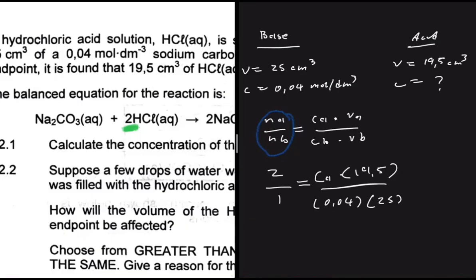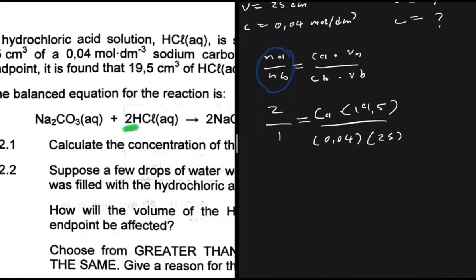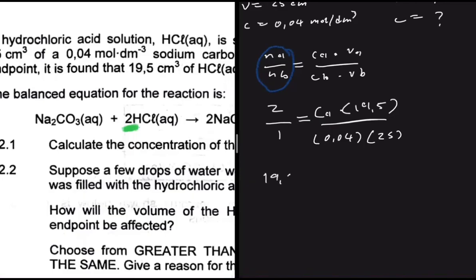Because we are taking a ratio of the volumes, we can actually leave it like that. We don't have to convert it to decimeter cube, right? Only if we're using the ratio of the volumes, right? If we cross multiply, we're going to get 19.5 multiplied by concentration of the acid being equals to 2 multiplied by 0.04 multiplied by 25. And then if we divide both sides by 19.5, the concentration of our acid is going to be 0.1 moles per decimeter cube.